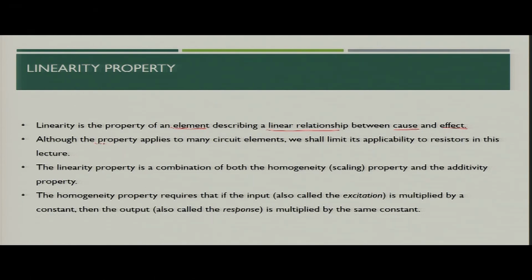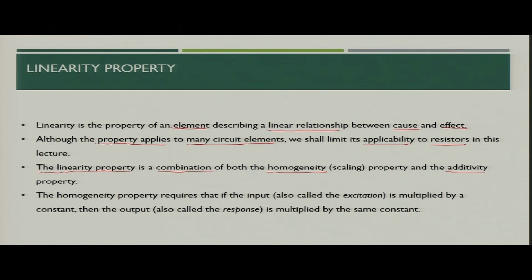Now, although the property applies to many circuit elements, in this particular lecture we will limit our applicability to resistors only, because it is easier for us to understand the properties in terms of resistors, and then we can scale it up for other linear elements like inductors and capacitors. Now, the linearity property is a combination of both homogeneity and additivity.